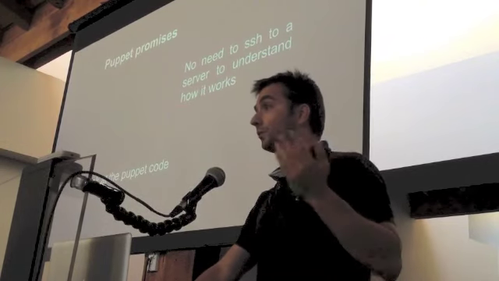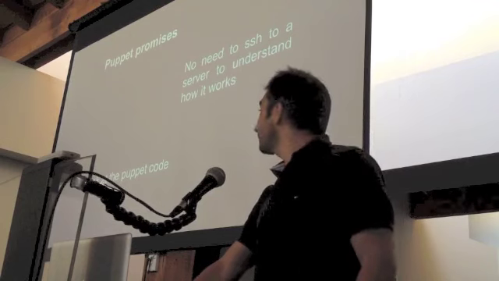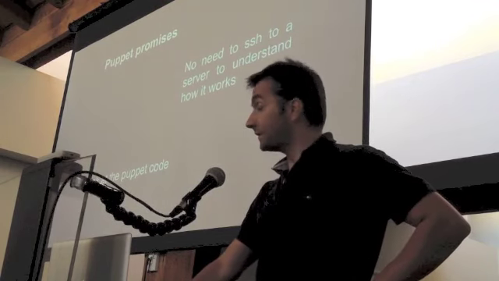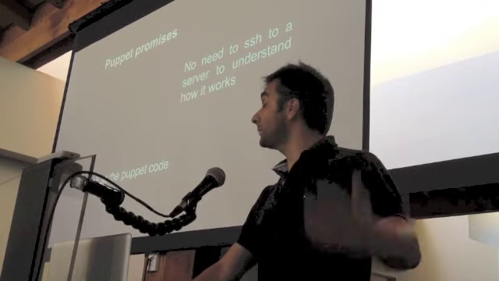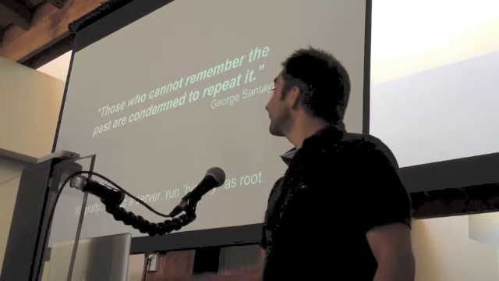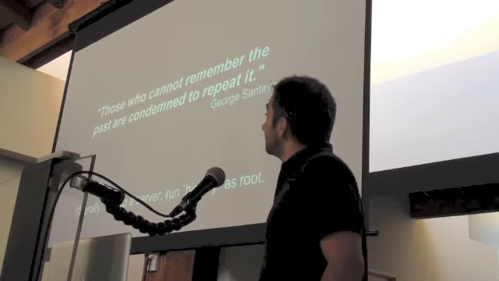You just look at the Puppet code. It's in your Subversion, Git, whatever you use for source code management, and that's where you find the information about how the server is supposed to behave.